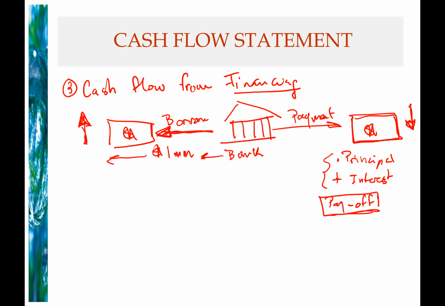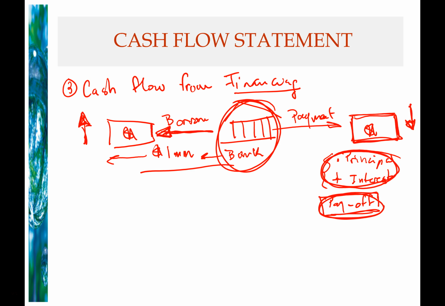The third section is your cash flow from financing. The cash will increase if you borrow money from the bank. There's an inflow in cash, and the cash will decrease once you make payment on the debt, short term and long term. Your short term will be your principal and interest payment, and your long term is if you pay off the debt.